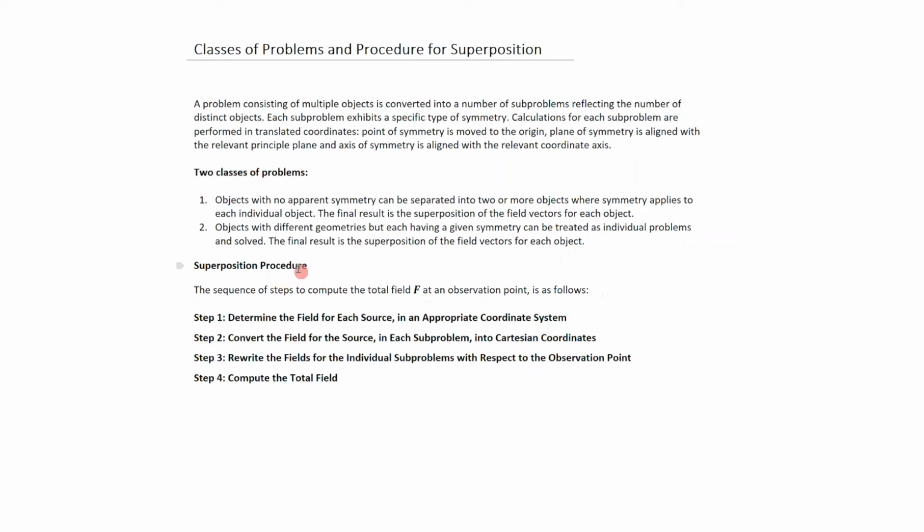So what is the superposition procedure in a nutshell? Well, the sequence of steps to compute the total field at a particular point is as follows. The first step is to determine the field for each source in an appropriate coordinate system. The second step is to convert the field for the source in each subproblem into Cartesian coordinates. The third step is to rewrite the fields for the individual subproblems with respect to the observation point. And the fourth step is to compute the total field.